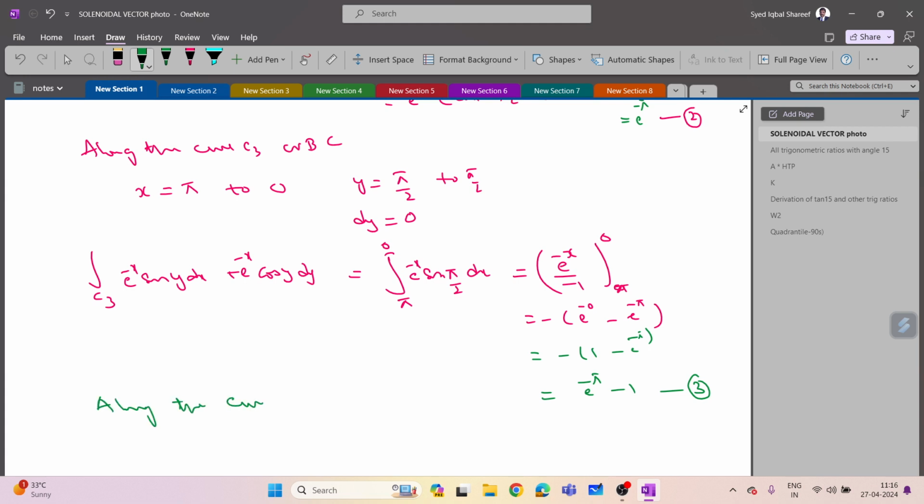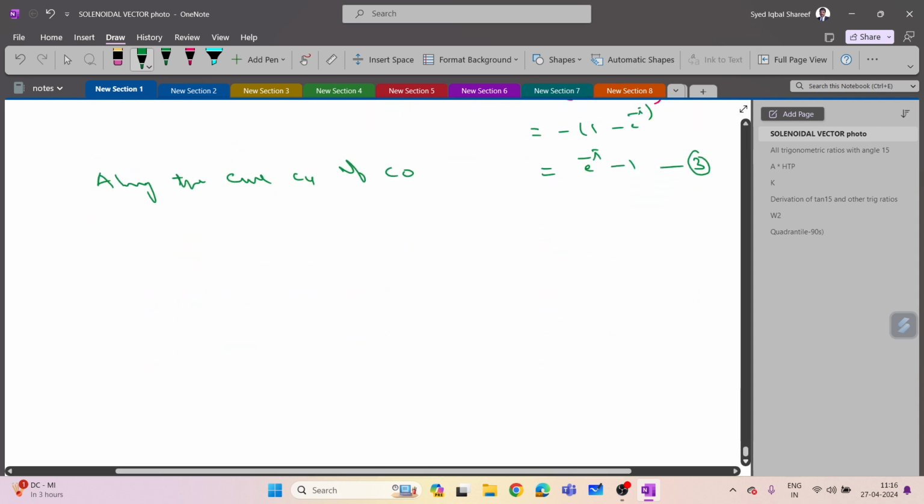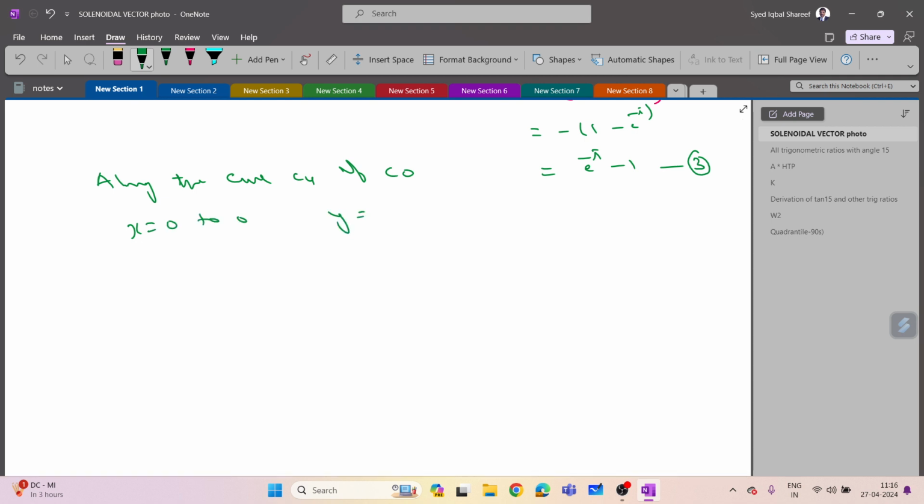Along the curve C4. Along C4, y is the same, x is constant. x is 0 to 0 and y is a variable. Y is variable from pi by 2 to 0, not 0 to pi. Pi by 2, top to bottom. You see a loop is forming.